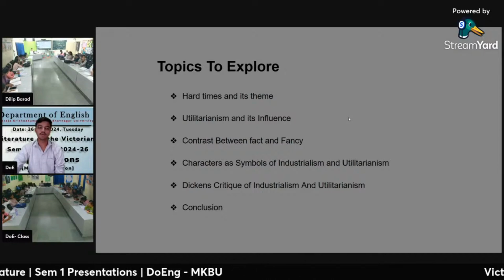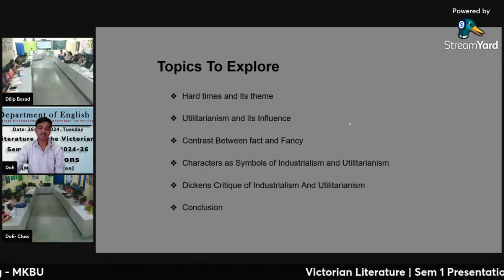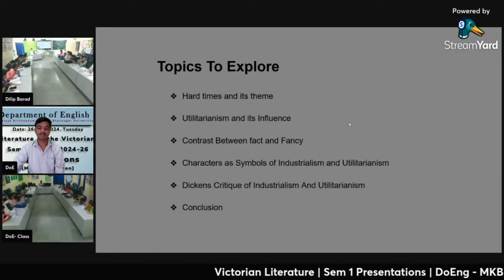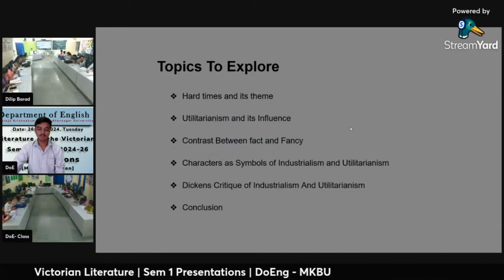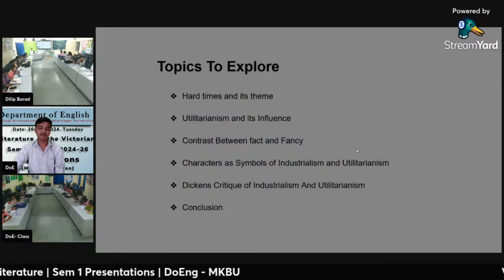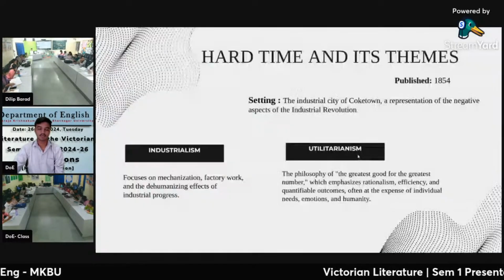Then we will discuss the contrast between fact and fancy. Then we will explore the characters and symbols of industrialism and utilitarianism. Then I will explain Dickens as a critic of industrialism and utilitarianism.